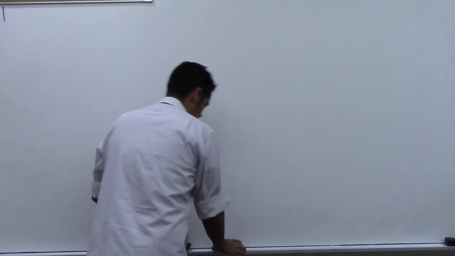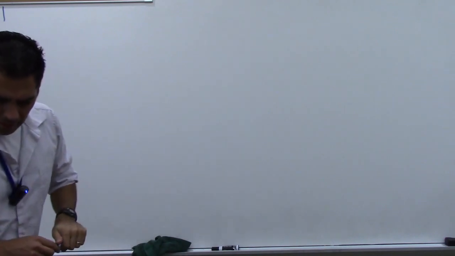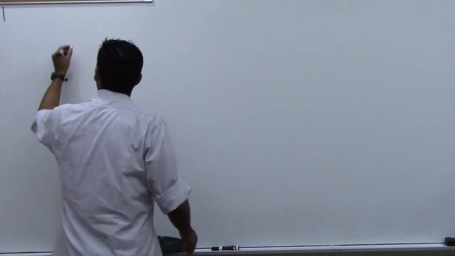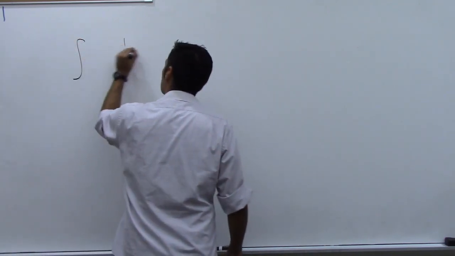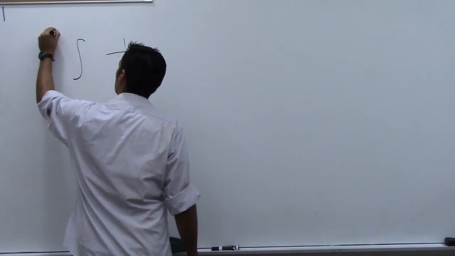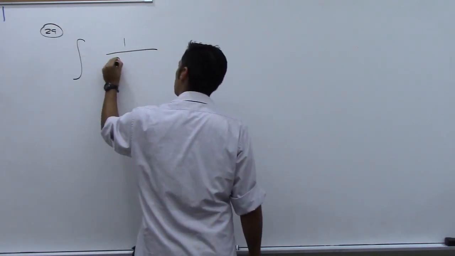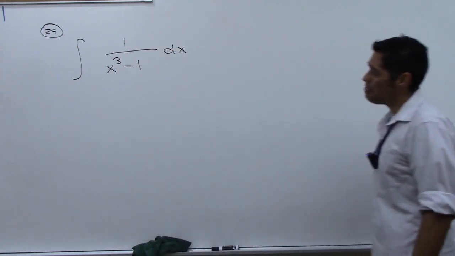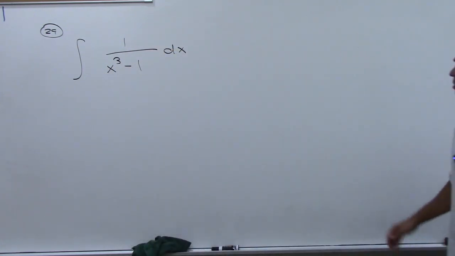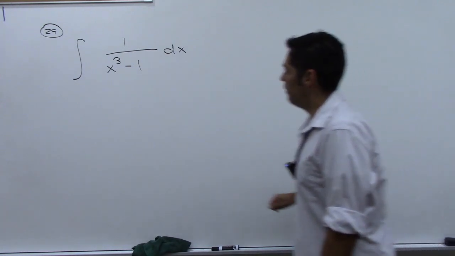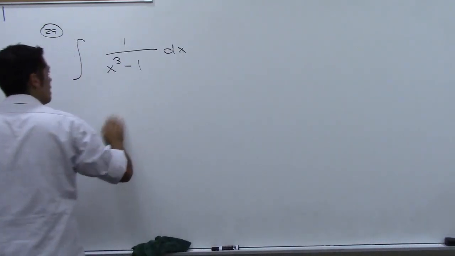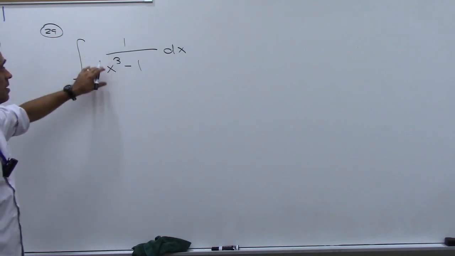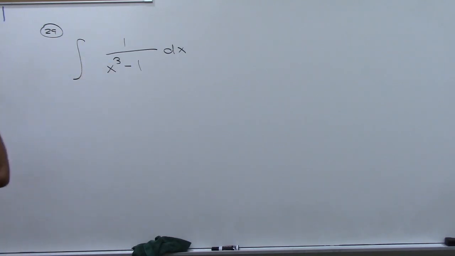All right, number 29. So integral 1 over x cubed minus 1 dx. All right, well, this is definitely a rational function. We have a polynomial over a polynomial. The degree of the top is less than the bottom, so I don't need to do any long division.